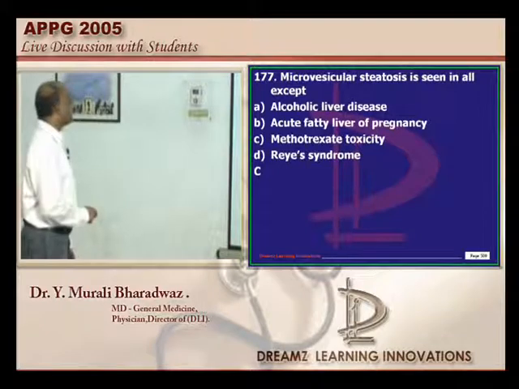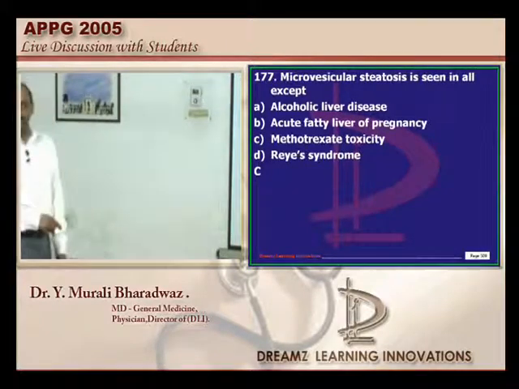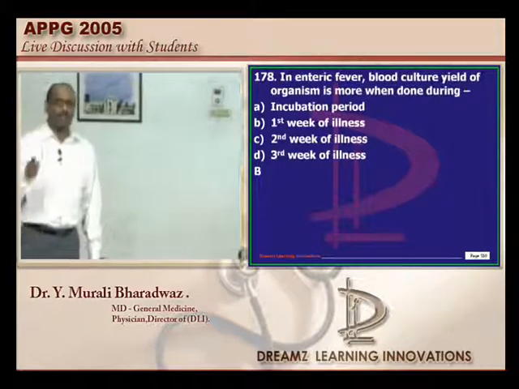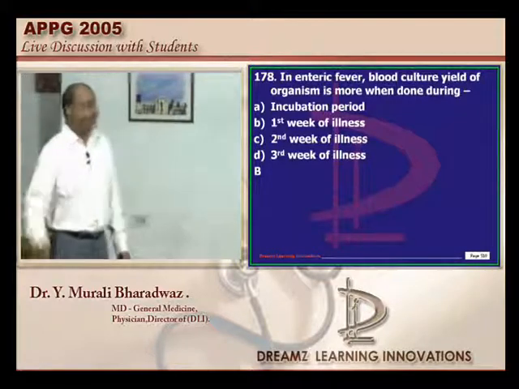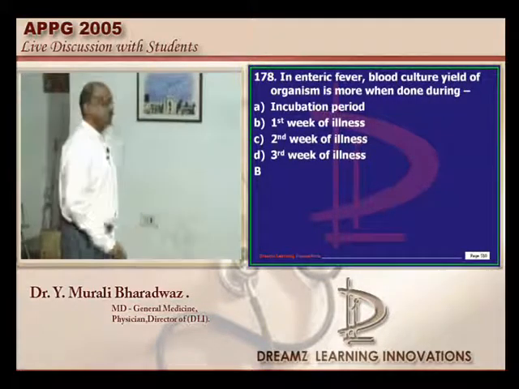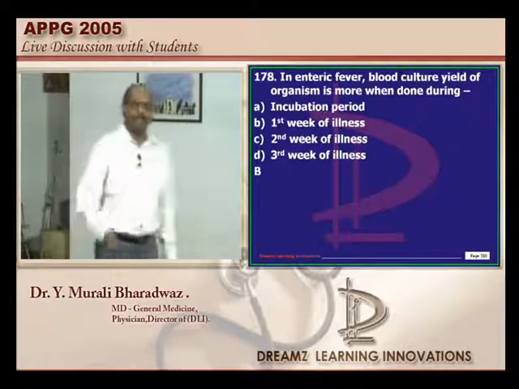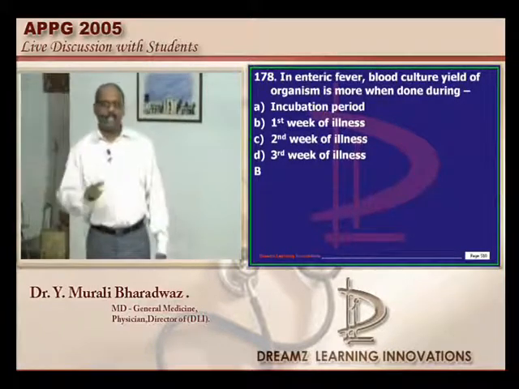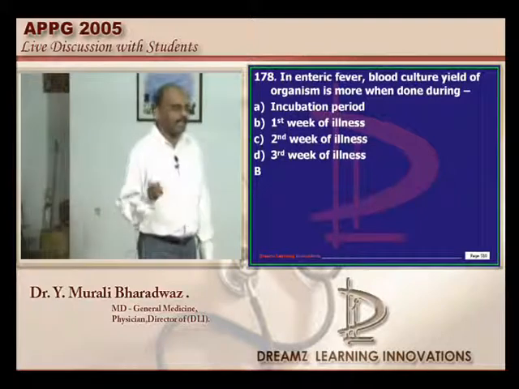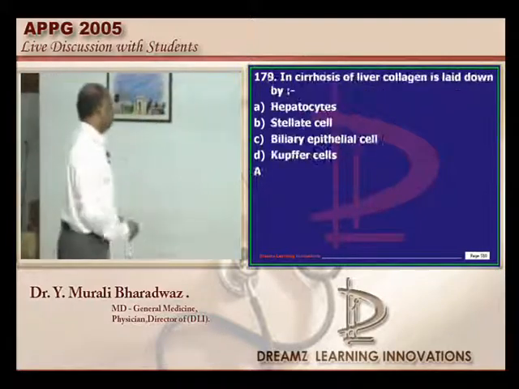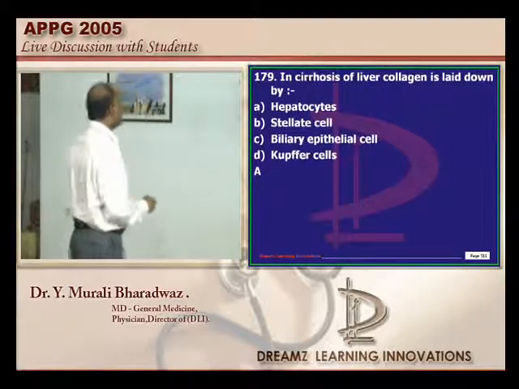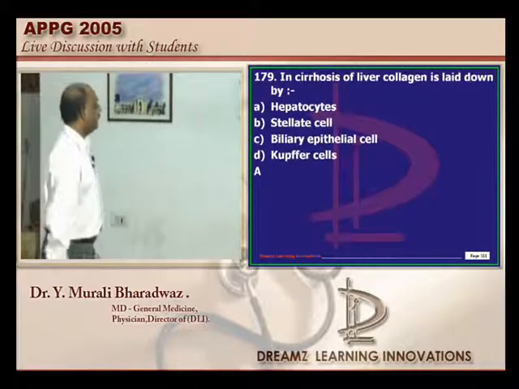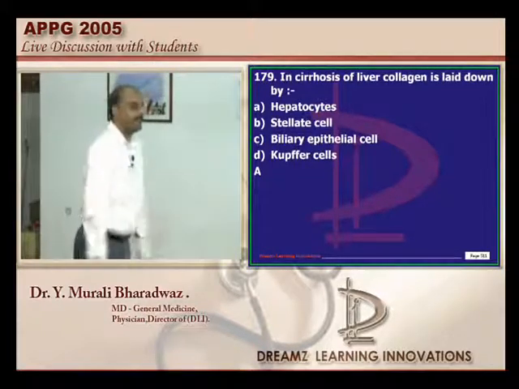Microvesicular steatosis typically is not seen in the case of methotrexate. So catch up all that list of micro versus macro. You need to remember it by hook or by crook. In enteric fever, when will blood culture be positive? BAUS. B for blood culture first week, A for agglutination, Widal is in the second week and stool in the third week, urine in the fourth week. Cirrhosis of liver, collagen is laid down basically by, is it Ito cells or hepatocytes?